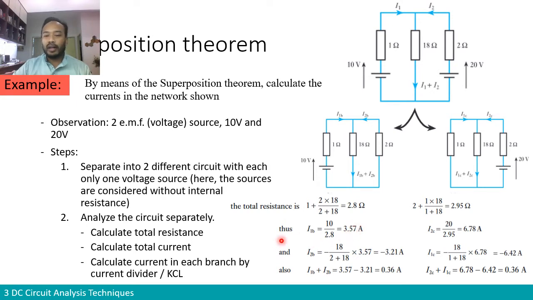Once you get I1B, if you look back at the circuit, we now know I1B, but we don't know I2B and I1B plus I2B.